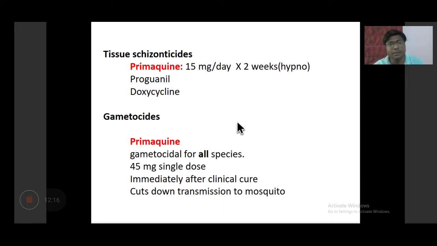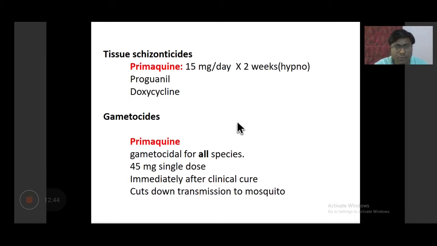After you clean up by targeting the erythrocytic phase of Plasmodium with some highly efficacious antimalarial drug, symptoms will go, and the parasite will go from the blood. But the dormant parasite from the tissue will come again and lead to relapse. Hence it is very important to give Primaquine 15 milligram per day for 14 days to prevent relapse in Plasmodium vivax, along with other drugs.